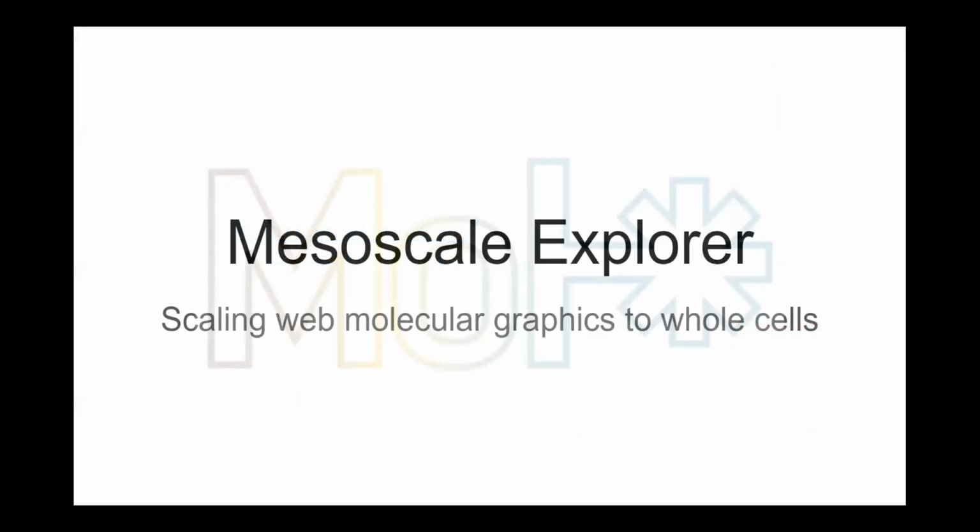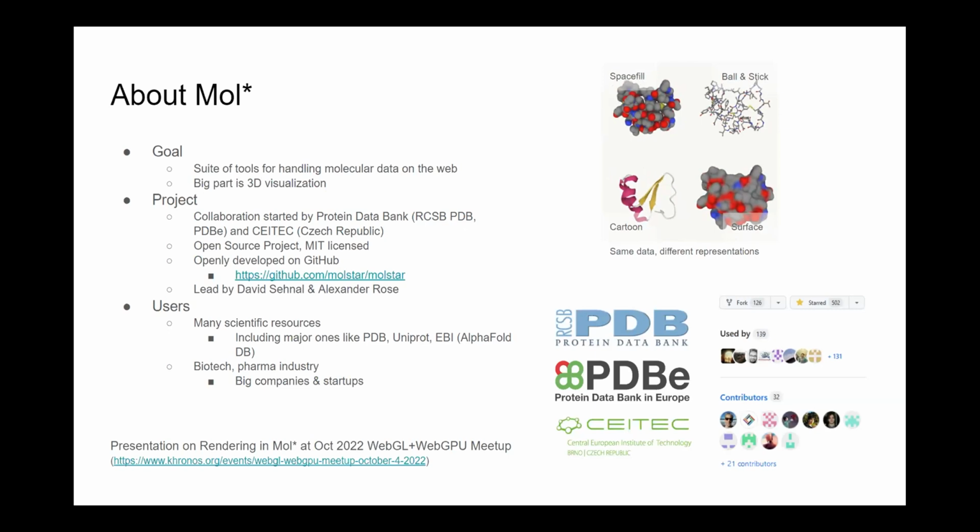Okay, I'll talk about a Molstar app called Mesoscale Explorer, where we are scaling web molecular graphics to whole cells. First, my name is Oleksandr Rose, and I'm one of the principal developers of Molstar. And Molstar is a large suite of tools for handling molecular data on the web, but a big part of it is 3D visualization. You can see an example of a small protein structure on the top right of the slide here. It started as a collaboration between a few scientific institutions in 2017, and we developed it quite openly in GitHub, and it's liberally licensed and widely used in academia and industry.